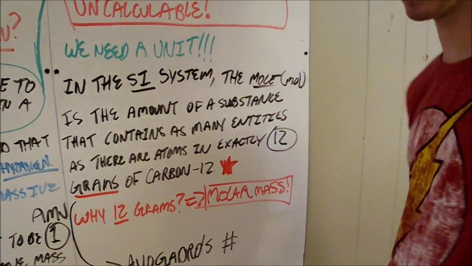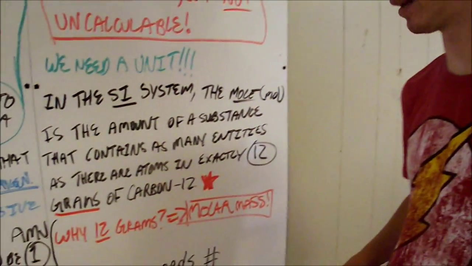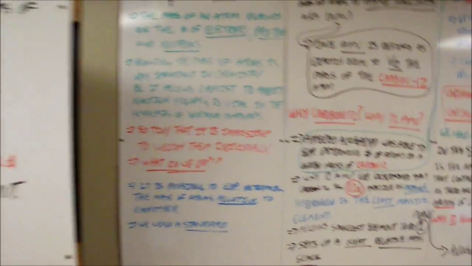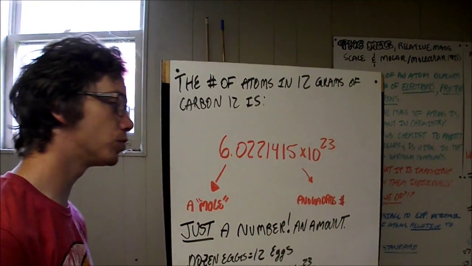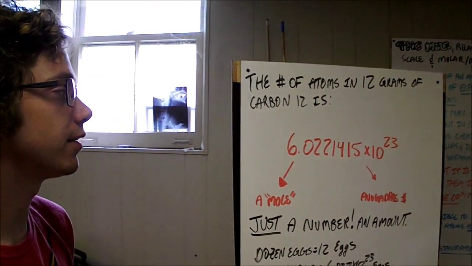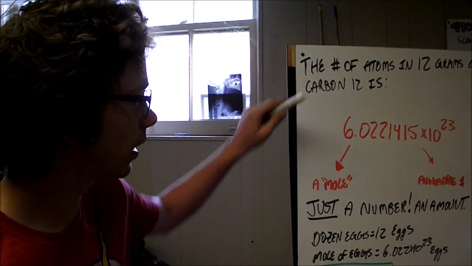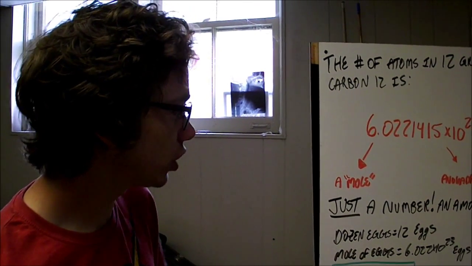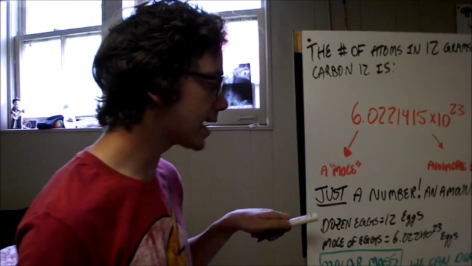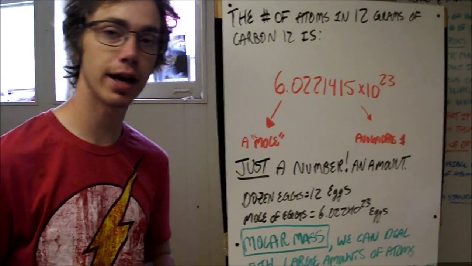Why 12 grams? Again, 12? Well, it sets us up for something called molar mass, which I'll talk about in a second. So, let's go to Avogadro's number. The number of atoms in 12 grams of carbon-12 is 6.0221415 times 10 to the 23. I can't even pronounce that out of scientific notation. So this is just a number. It's a mole, and it's also called Avogadro's number. It's just an amount. Just as a dozen eggs is 12 eggs, a mole of eggs is 6.022 times 10 to the 23 eggs.